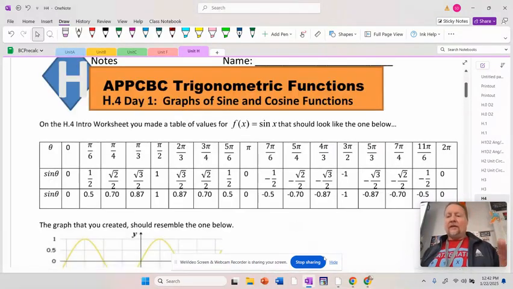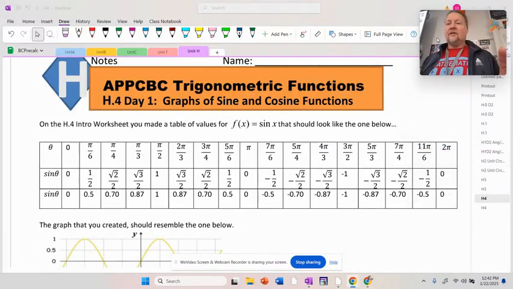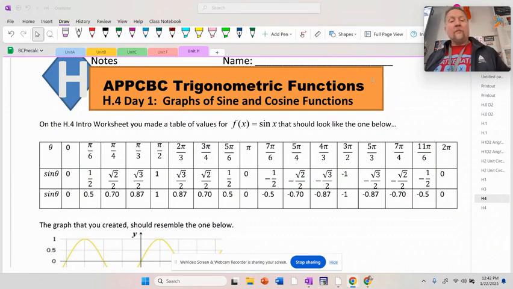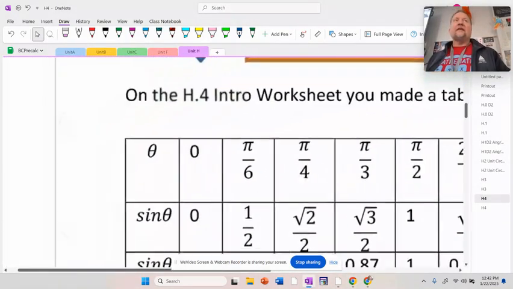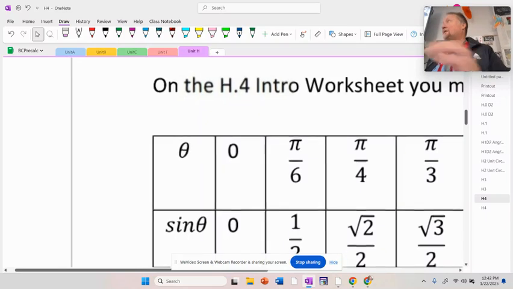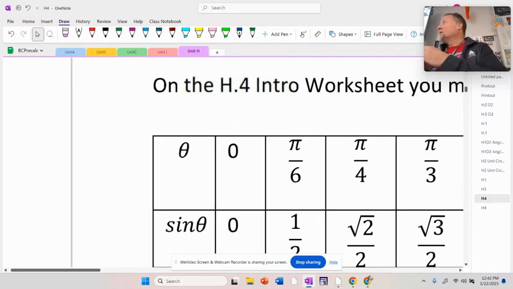And back in the old days, we would not have this filled out for you. You would have to fill it out. What's the sine of a 30-degree angle? It's one half.